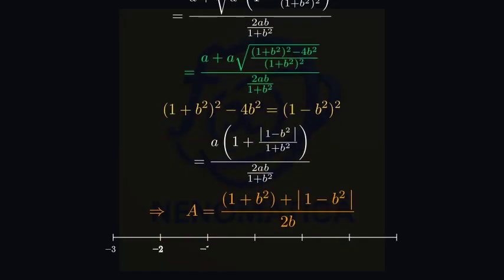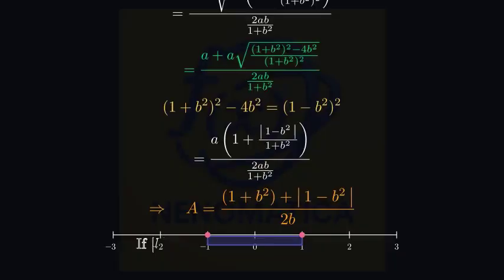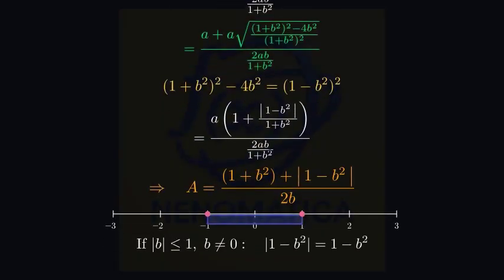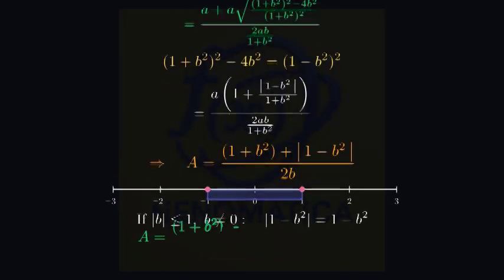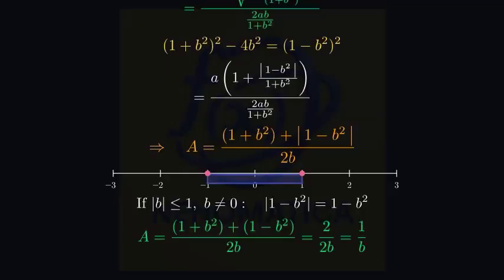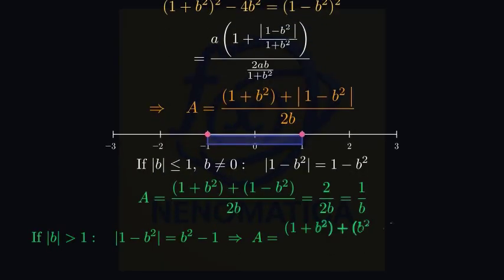Now, we split into two simple cases. Case 1, the absolute value opens positive if the magnitude of b is at most 1. Then the absolute value equals 1 minus b squared, and a simplifies to 1 over b, with b not equal to 0. Case 2, if the magnitude of b is greater than 1, the absolute value equals b squared minus 1, and a simplifies to b.